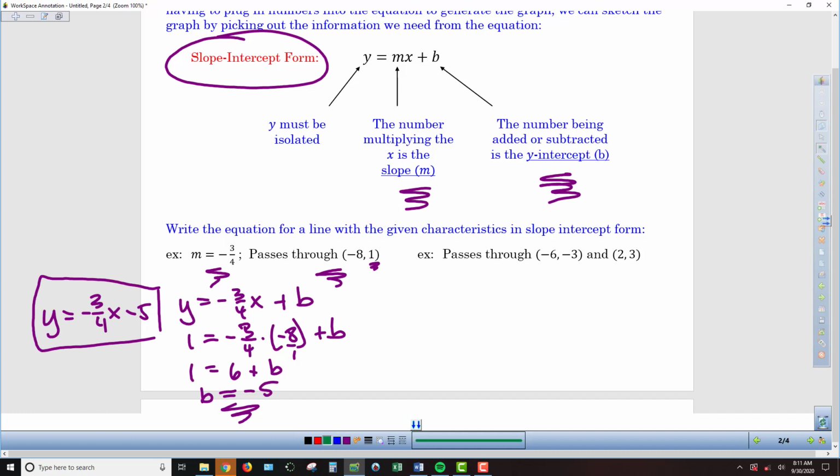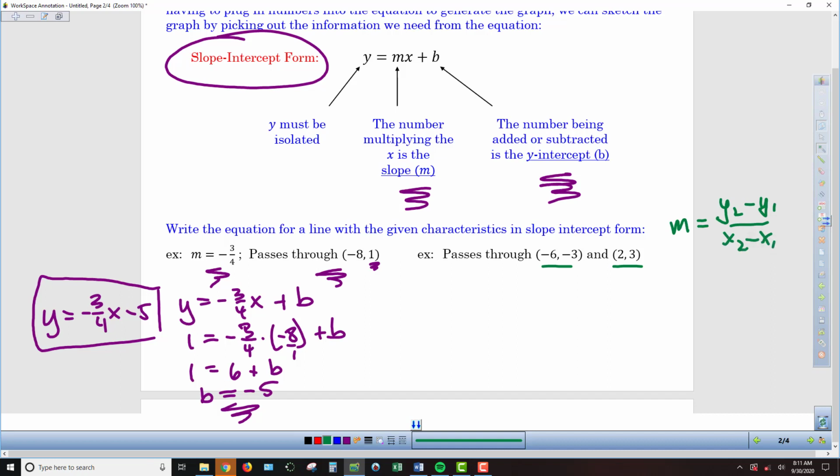In the case of the second example, we've got neither of the two key pieces of information given to us. We're neither given the slope like we were in the previous one, nor are we given the y-intercept. We're just given 2 points through which the line travels. So for us, on this one, we're first going to have to figure out what that slope is using the slope formula. So recall that that's m equals y2 minus y1 over x2 minus x1.